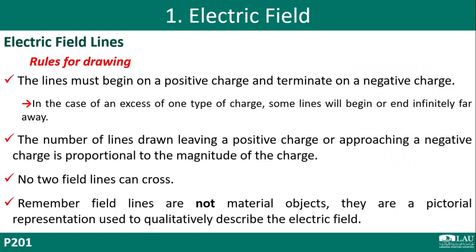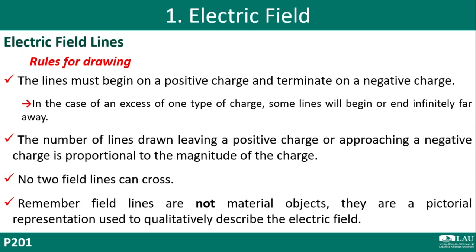So how do we draw electric field lines? Because one of our objectives, our final target, is to be able to draw the electric field lines. The lines must begin on a positive charge and terminate on a negative charge. So the direction of the electric field lines is from the positive charge to the negative charge.